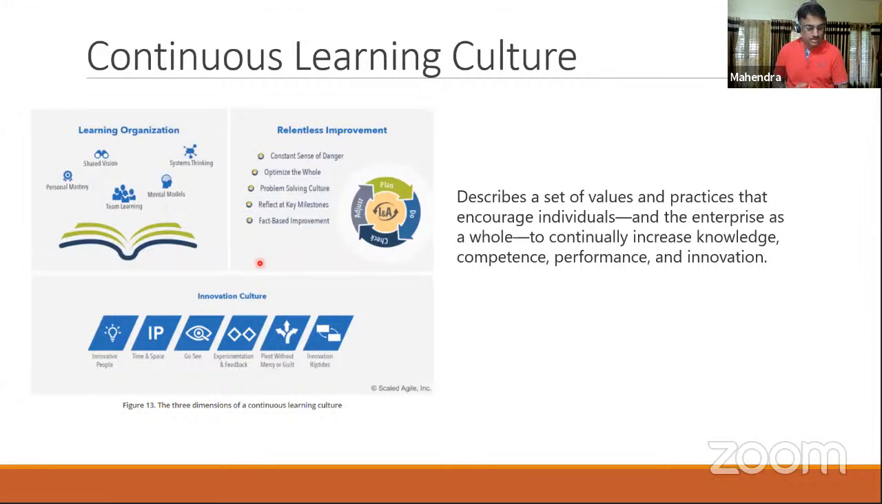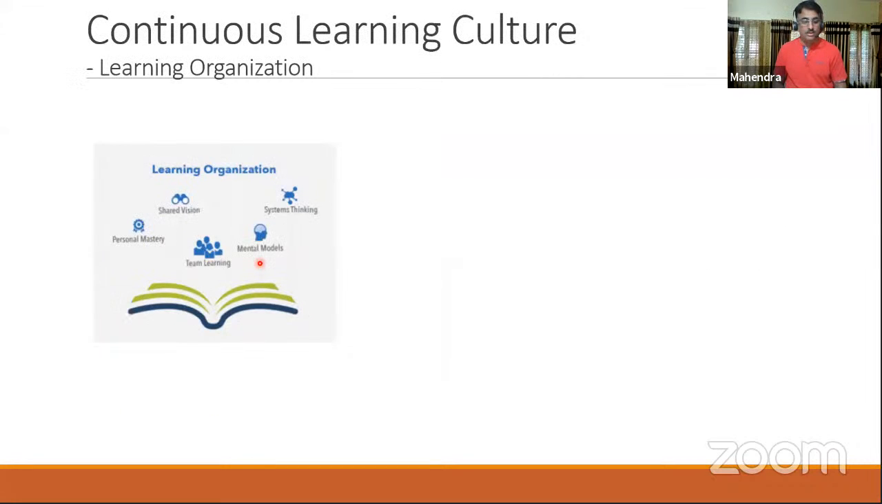Moving on to the sixth dimension, which is continuous learning. This describes the values and practices that encourage individuals and the enterprise to continually increase the knowledge and competencies of the individuals. The first dimension here is about the learning organization, personal mastery. So here, as an individual, employees are encouraged to pick up T-shaped skills. Now we are talking of pie-shaped and comb-shaped skills and full-stack engineers. So it's a personal mastery space.